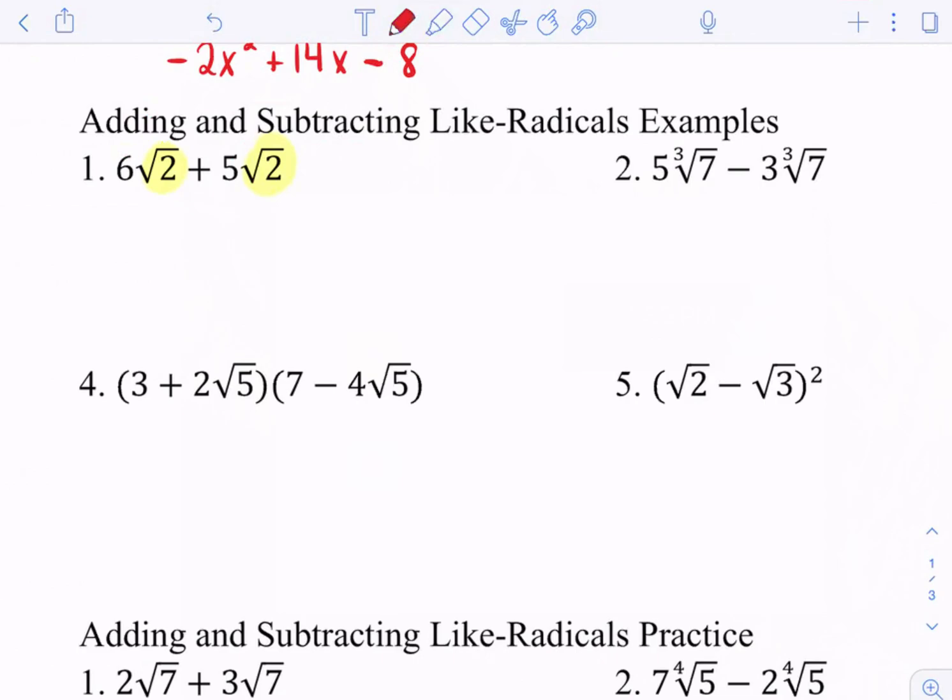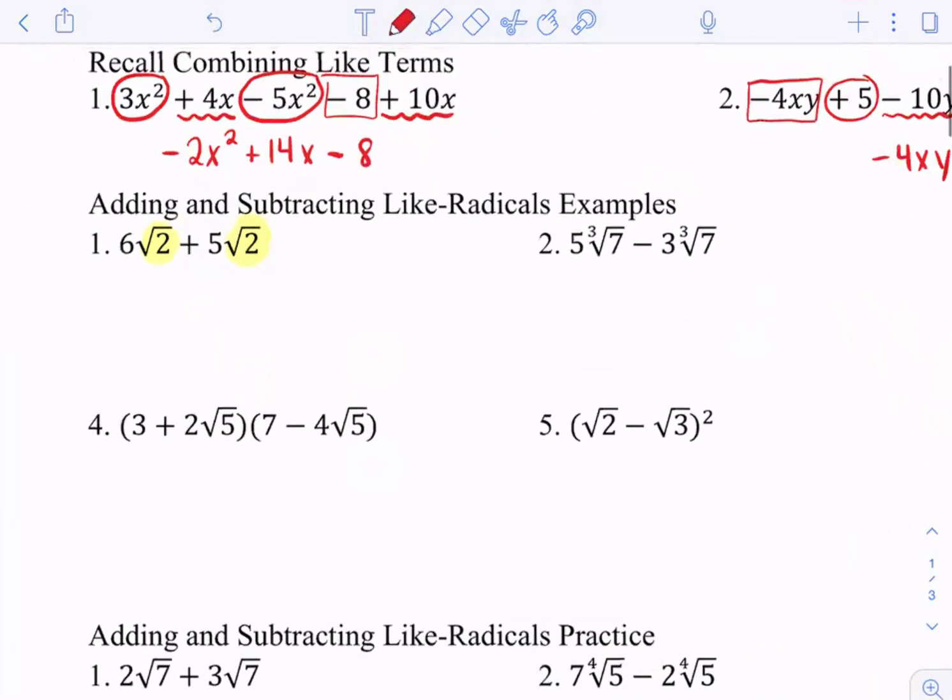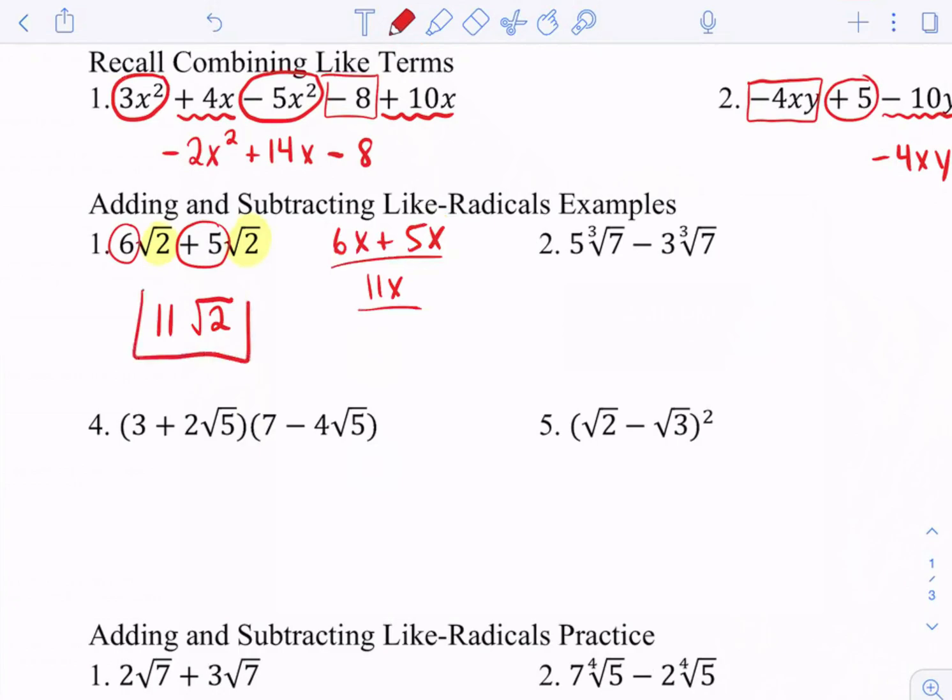That means I can add them the same way as I would add 6x plus 5x, which you're going to tell me is 11x, right? So here I just have to do 6 plus 5, which is 11, and then bring down the rad 2. Just like I would do this if it was an x, it works the same way. So your answer here is 11 rad 2.